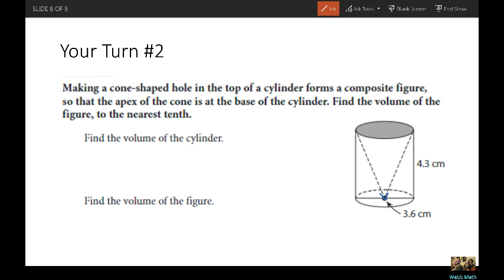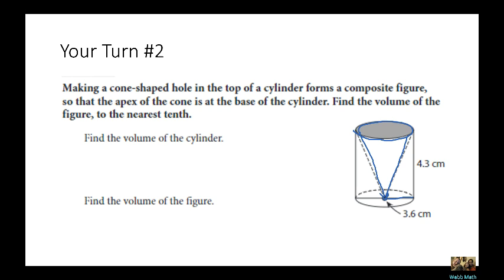Now find the volume of the figure to the nearest tenth. They want you to find the cylinder's volume first, then find the figure total. So basically, you have your cylinder minus the cutout from the cone. You have to find your cylinder first, then subtract the volume of that cone. I think the diameter is 3.6. So for the radius, just cut it in half, 3.6 divided by 2, and you should get your radius for your formulas. Let me know if you got that.